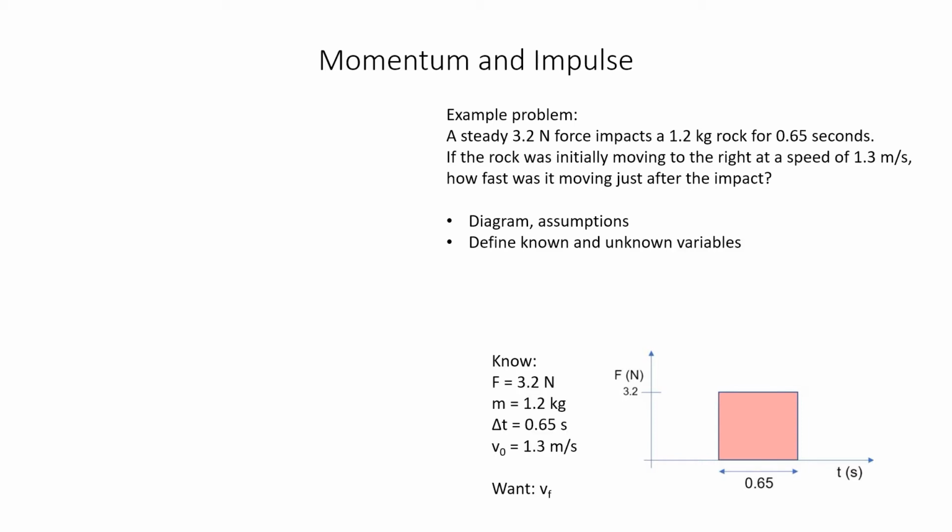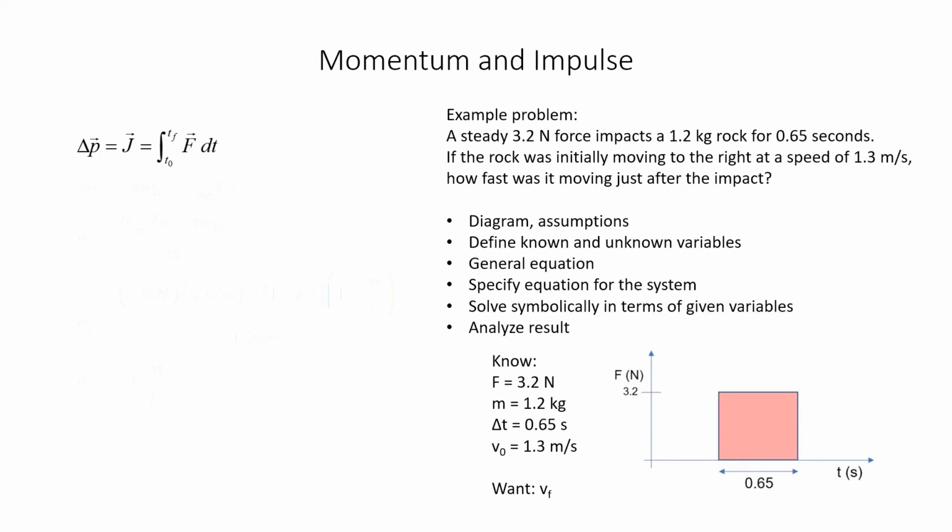Now we'll define our known and unknown variables. We know the force, we know the mass, we know delta t, we know the initial velocity v0, and we want the final velocity. We start with a general equation. The change in momentum equals the impulse, and then we'll specify the equation for our system. We'll solve it symbolically in terms of given variables and analyze our result.